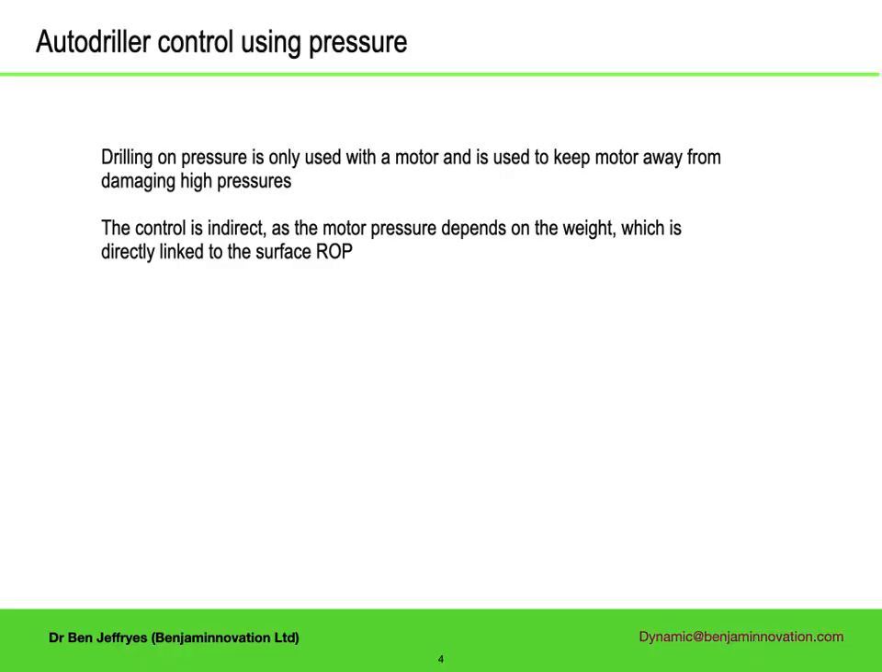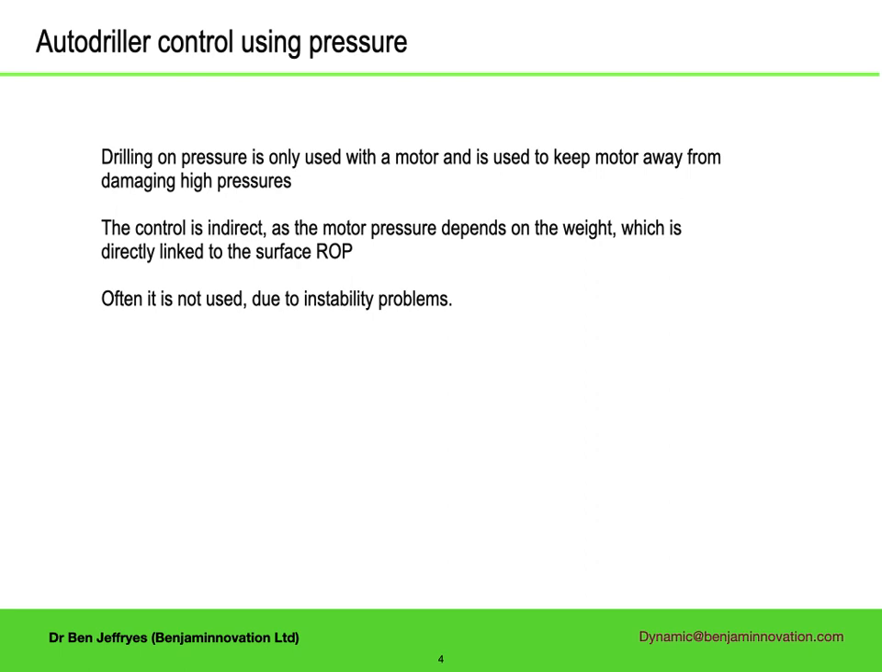Autodrillers using pressure control is all a bit more complicated. But what does pressure control mean? If there is no motor in the drill string, there's no connection between weight and pressure. But if a motor is present, then increasing weight on bit increases the bit torque, which increases pressure across the motor. Having too high a pressure across the motor will damage it, so the driller has to try and make sure this doesn't happen. So every autodriller will allow you to use pressure as the control variable, but there is an extra link in the control process, as the pressure depends on the weight, which depends on the surface velocity.